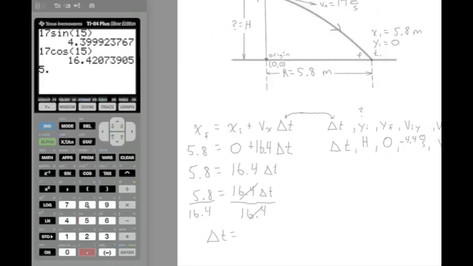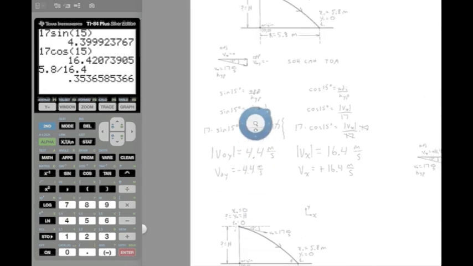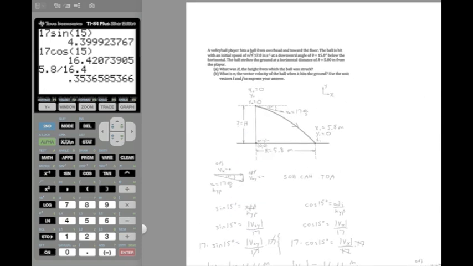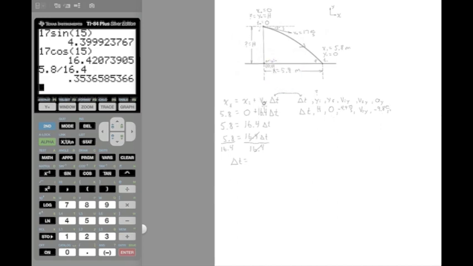Time for the calculator. 5.8 divided by 16.4. All right, and as I discussed on this problem, the numbers were given with 3 digits, so the professor would probably think it acceptable to round off our intermediate results to 3 digits. So I'm going to round this off to 0.354.